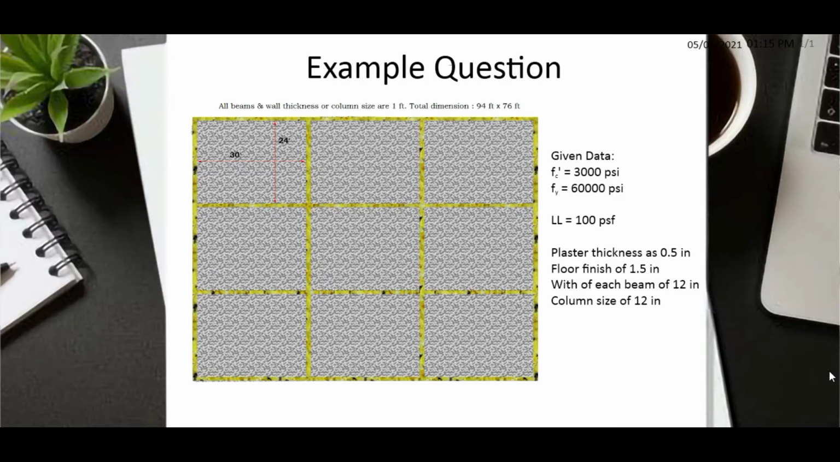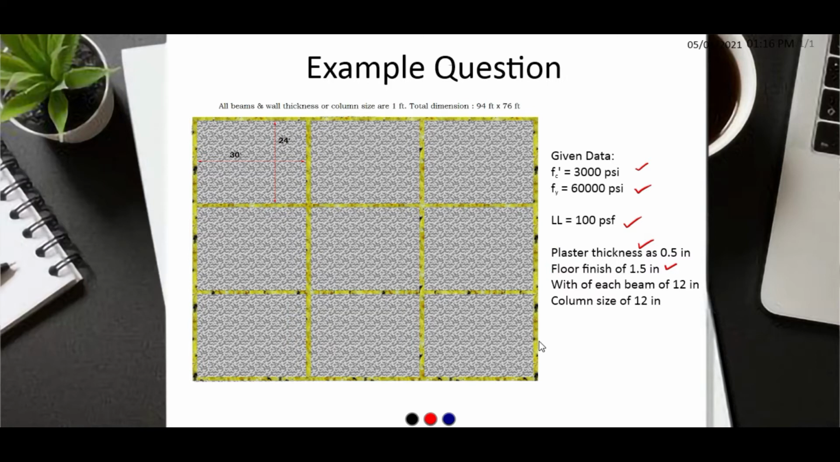Okay, let's go back to our example. The rest of the things I will explain to you simultaneously while solving this example. This is the given data. Characteristic strength of concrete is 3000 psi and of steel is 60,000 psi. Live load is given as 100 pounds per square foot, and these are the thicknesses of plaster and floor finish. These two will contribute to the dead load along with the slab weight.